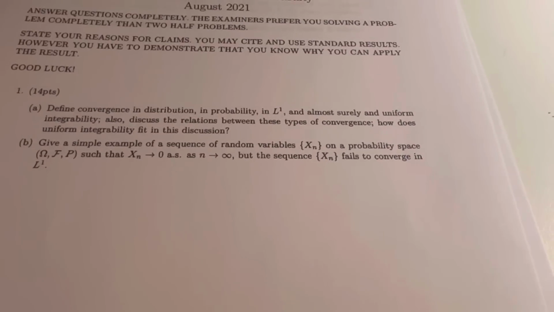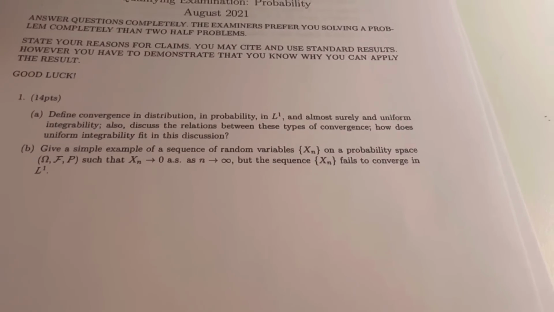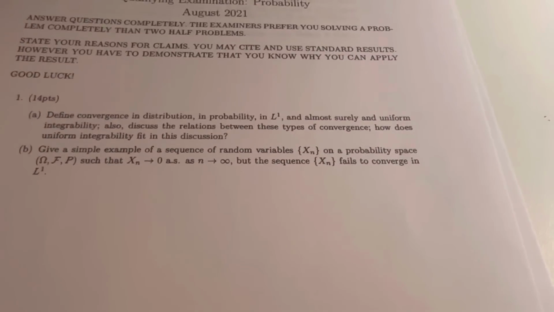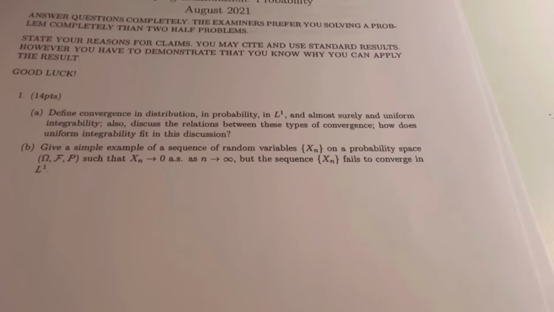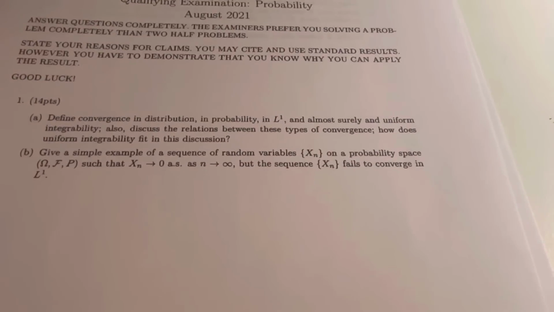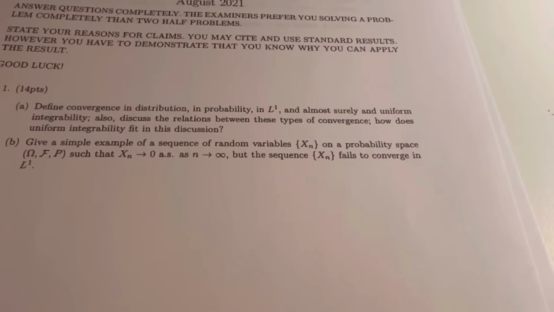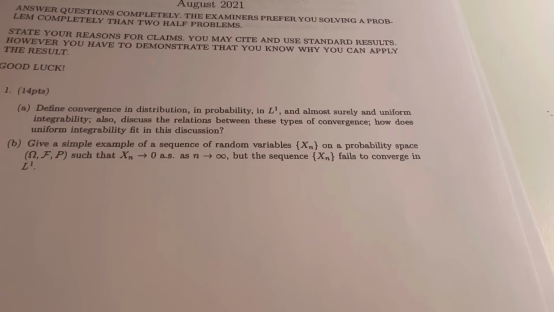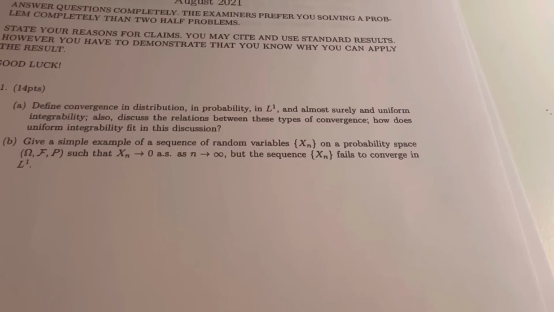But one thing I don't like in part A is where it says discuss the relations between the types, because that could mean a number of different things. What exactly do they mean by discuss? Like, are they saying, if you have convergence in L1, do you necessarily have convergence in probability, or why not? I think that's what they're trying to get for, because they're different types of convergence. But I don't think they're really looking for that much.